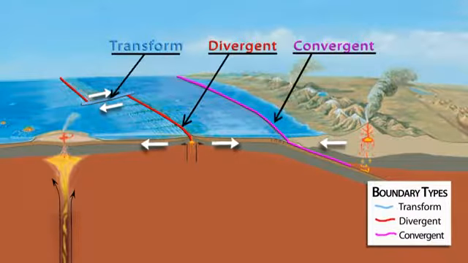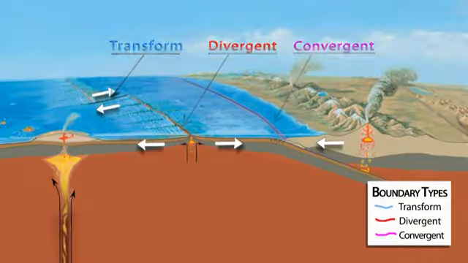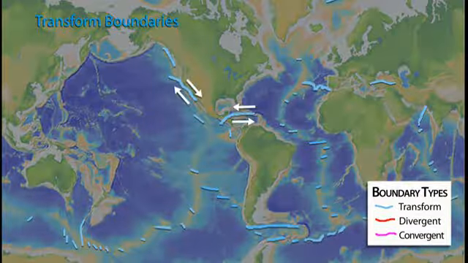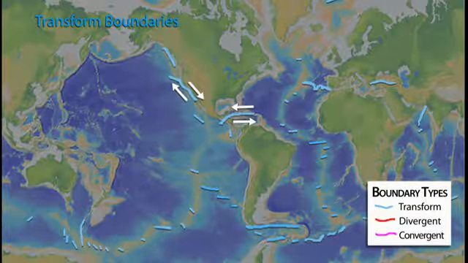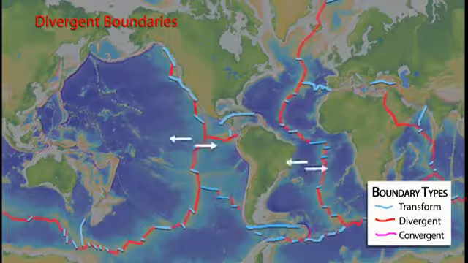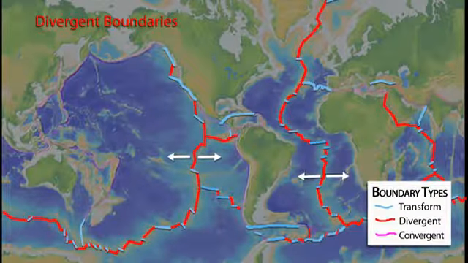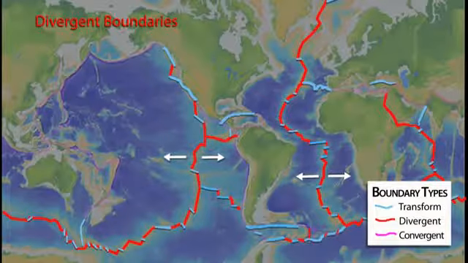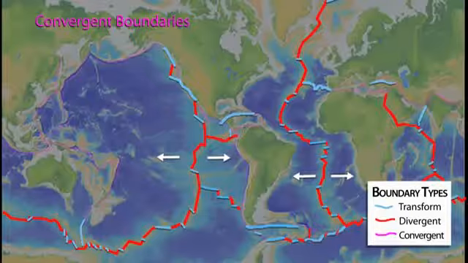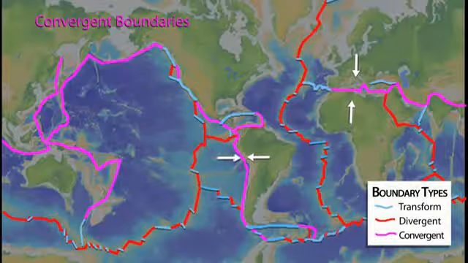Relative motion between plates can be broadly grouped into three main categories: transform, divergent, and convergent. Returning to the world map view, we show transform or strike-slip boundaries are places where plates move horizontally against each other. Divergent or constructive boundaries are places where plates move apart from one another. And places where plates press into one another are called convergent or destructive boundaries.